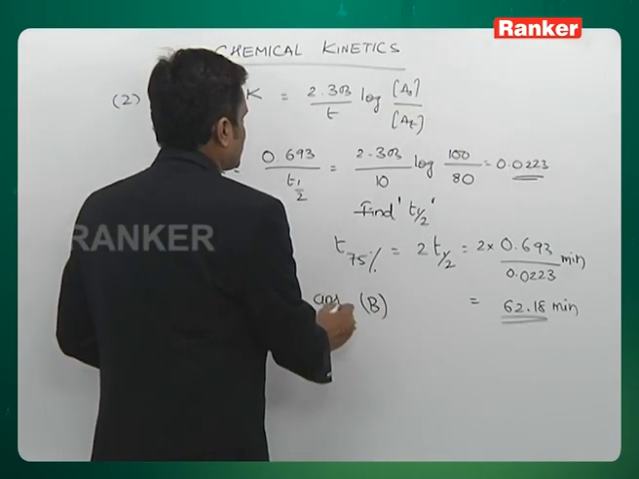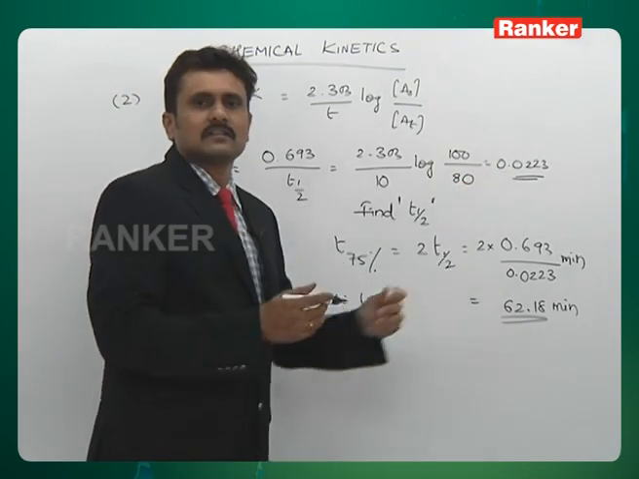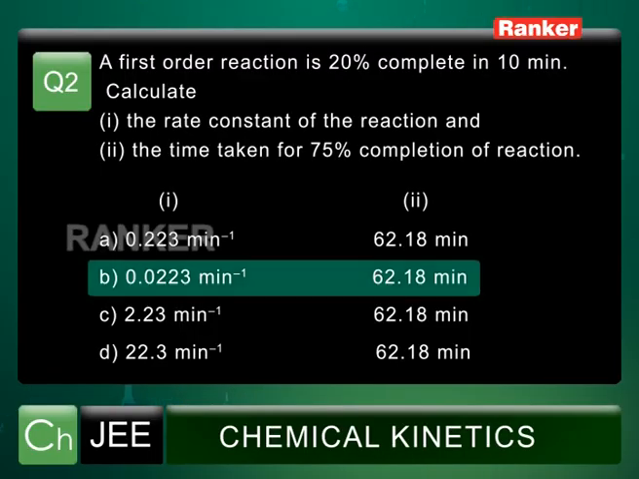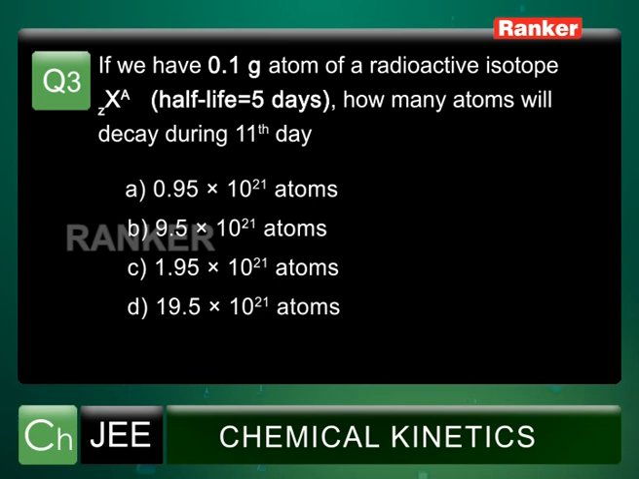As you can see here clearly, we have calculated the value of K as well as the time required for 75% completion of the reaction. In the third question, we have 0.1 gram atom of a radioactive isotope with half-life period being 5 days. Then you have been asked to find the number of atoms which are decaying during the 11th day.